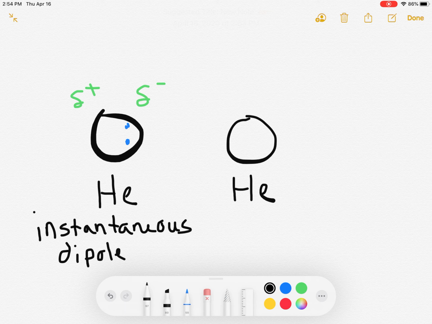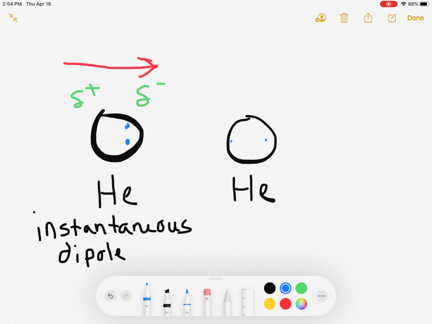So remember, we learned in chapter 8, I think it was, when we have electrons being shared unequally, we get a dipole, and the dipole goes in the direction of the negative charge. So this is an instantaneous dipole.